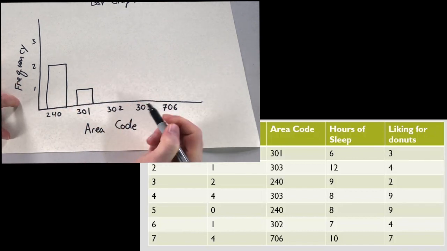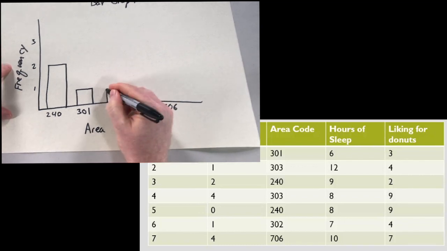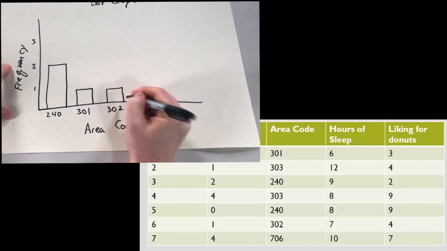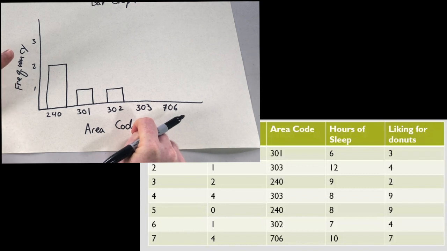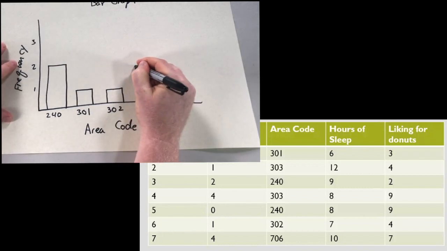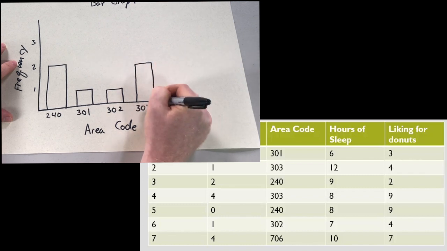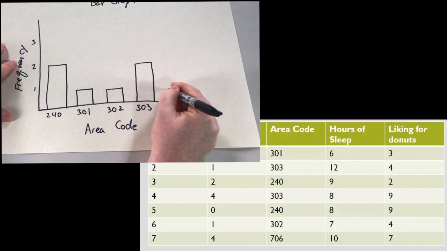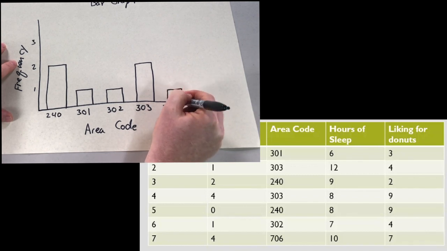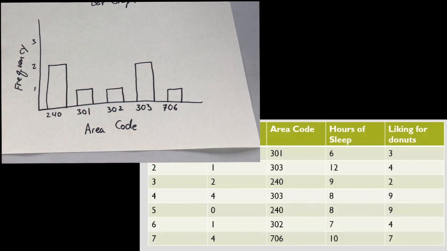302, how many people have it? Only 1. That is participant number 6, and so the frequency of 302 is 1. What is the frequency of 303? Let's count them. 1, 2. There's 2 people who have 303 as their area code, so the frequency of 303 is 2. What about 706? There's only one person with 706. That's participant number 7. So the frequency of 706 is 1. This is a bar graph of area code. All right? Good.